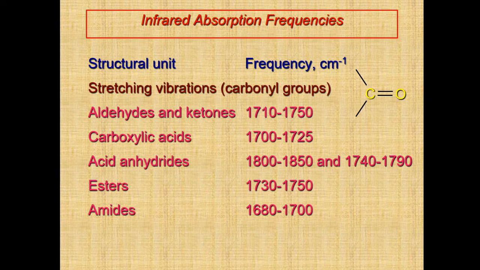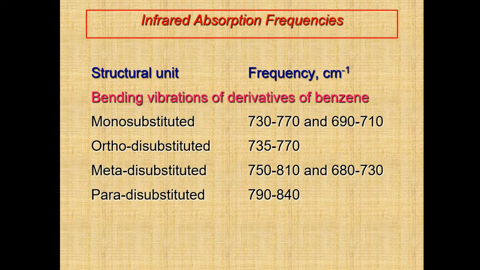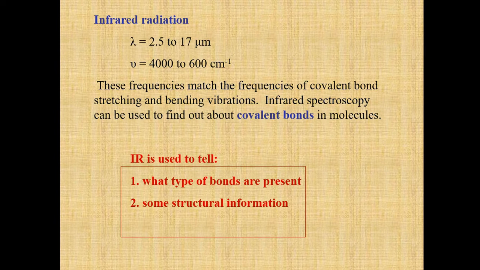These are the vibrational frequencies of some very important functional groups: aldehydes, ketones, carboxylic acids, acid anhydrides, esters, amides. This is the stretching vibration of carbonyl groups. In aldehydes, ketones and all these molecules, different vibrational frequencies are required for the carbonyl group. This is structural unit 1, and I am not going to discuss these things. It is very simple and you can easily understand. This is the broad chart, and you can clearly see this very important range: 4000 to 600 centimeter inverse.